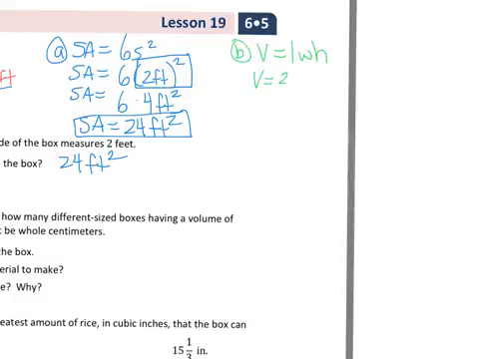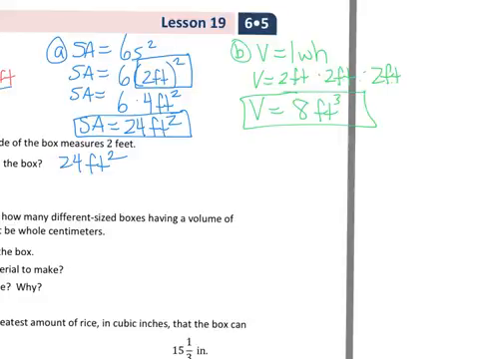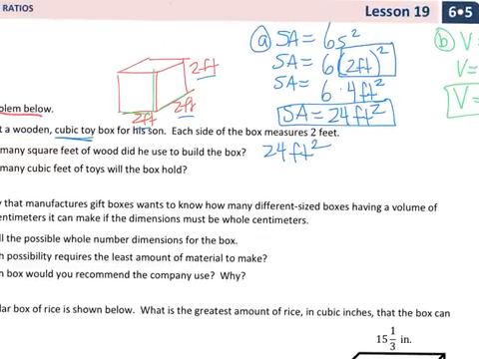And I know that I have 2 feet times 2 feet times 2 feet. So I multiply this out. 2 times 2 is 4. 4 times 2 is 8. And then I have feet times feet times feet, or feet to the third, which actually means cubic feet. So that's my answer to B: 8 feet cubed, or 8 cubic feet.